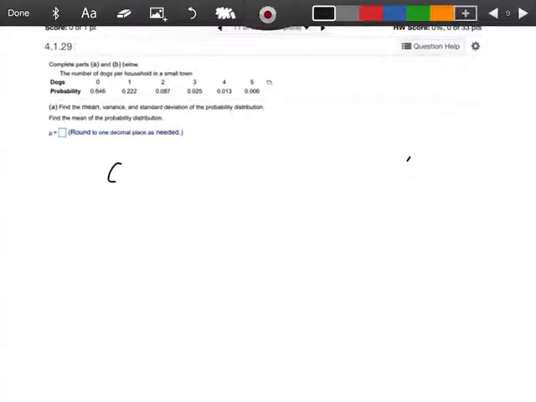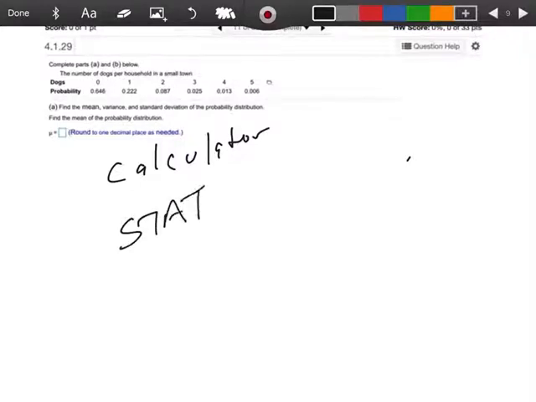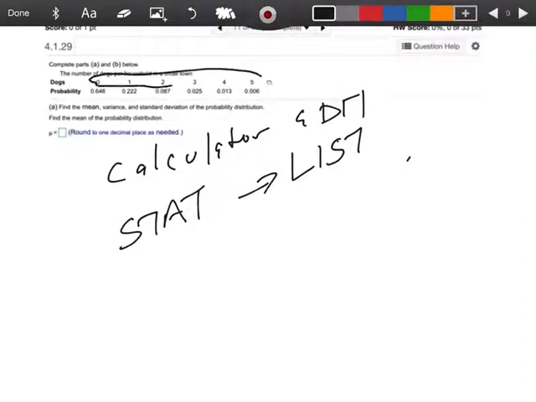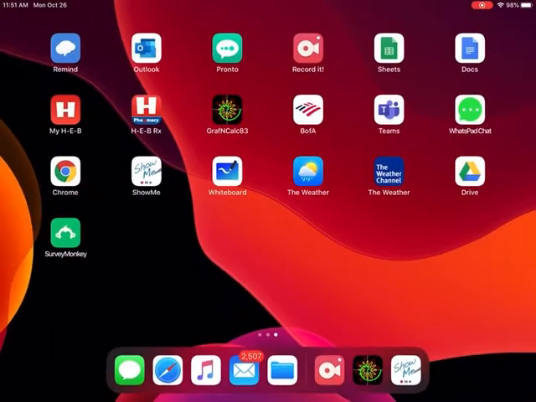Okay, so guys, I want to make sure that you understand this. This is basically going to be a calculator type problem. So in my calculator, I'm going to show you how to do this right now. I'm going to first hit stat, and then I'm going to go to my list, edit my list, and I'm going to enter these numbers here, the 0 through 5, in my list 1. And then I'm going to enter each of these probabilities into my list 2, okay?